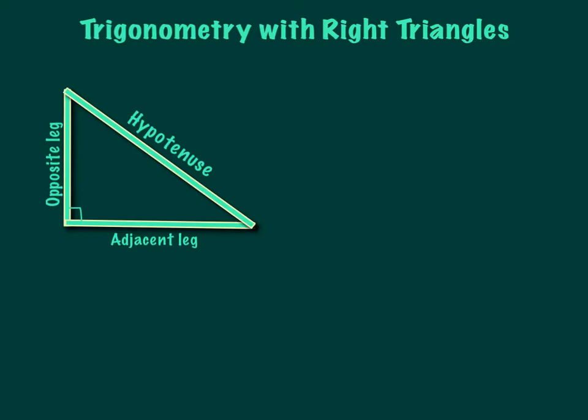This is trigonometry with right triangles, so this is just a review for the most part. Alright, let's just start with a general right triangle. We have an angle theta. I forgot to put in theta. There it is.